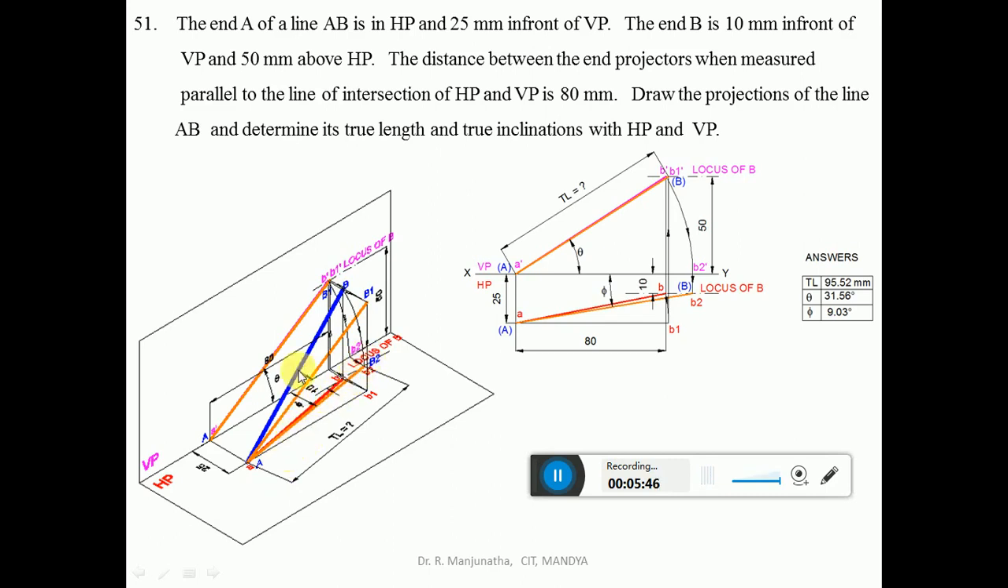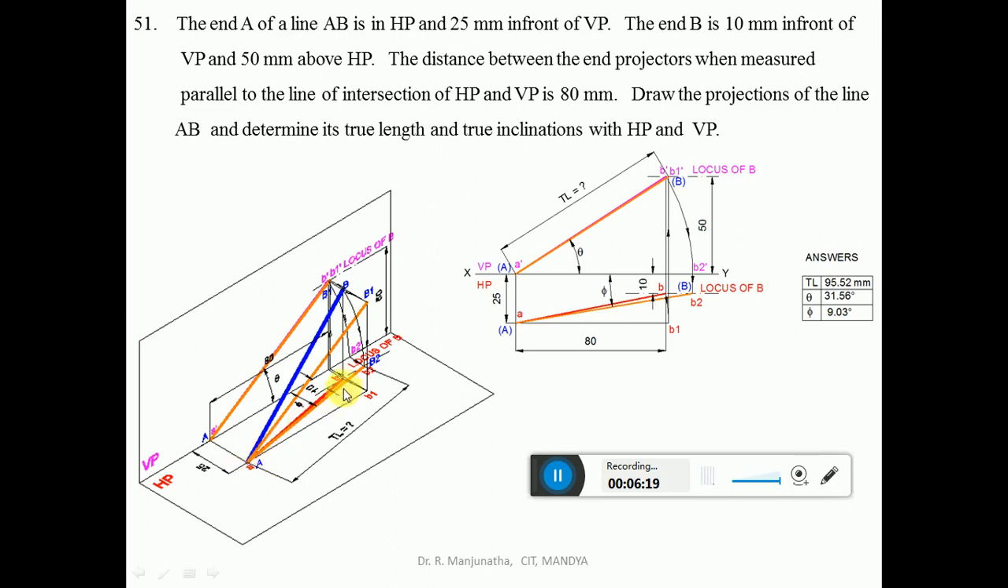So what happens to the image? The image in the vertical plane will also get rotated. So from B dash, which has been rotated such that B2 dash comes on the XY line, when you look from the front view, B2 will be projected onto the XY line. Because B2 is on HP, B2 dash will also be on HP. Because A dash is on HP, A dash B2 dash is the line which is parallel to HP. Since this line is parallel to HP, we can see that it is the true length in HP.